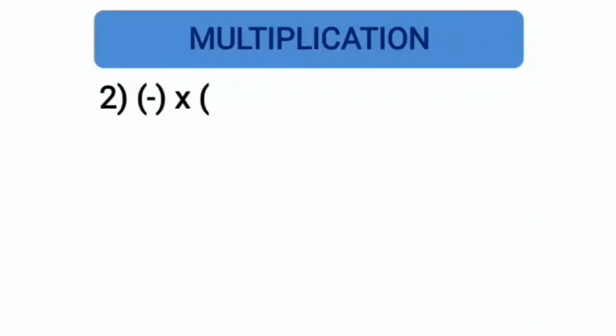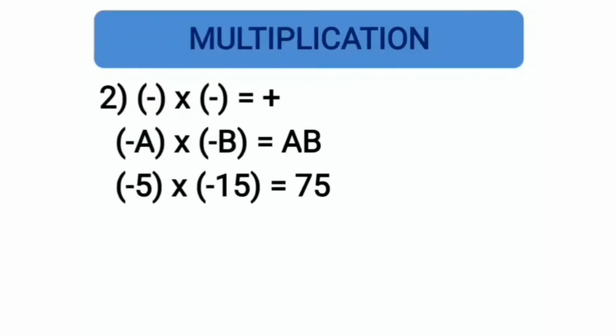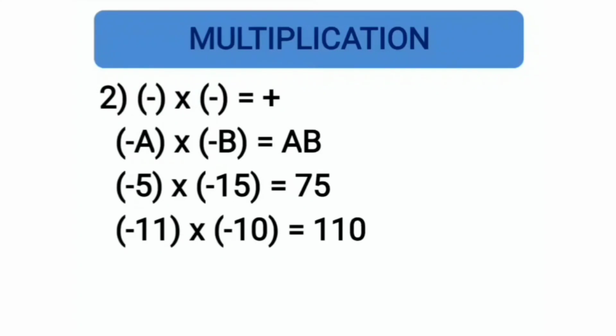Rule is when two negative integers are multiplied, result is positive. Here a and b are positive integers, we apply negative signs, so it becomes negative. Minus a into minus b is equal to ab. Now minus 5 multiplied by minus 15 is equal to 75. One more example is minus 11 multiplied by minus 10 is equal to 110.